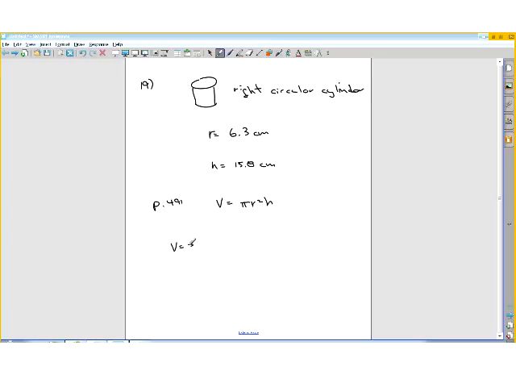So we use pi as being 3.14 times r squared, radius 6.3 centimeters, quantity squared, times h, 15.8 centimeters. Plug that in. 3.14 times 6.3 squared times 15.8. 1969 cubic centimeters.